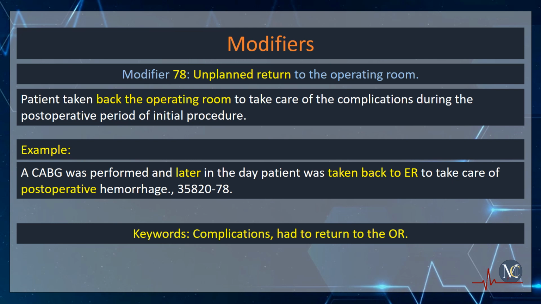Let's take an example. A coronary artery bypass graft was performed, and later in the day, the patient was taken back to the emergency room to take care of the post-operative hemorrhage. In this scenario, we will use the CPT code along with modifier 78. Keywords used in the procedure for modifier 78 are: complication, had to return to the operating room.